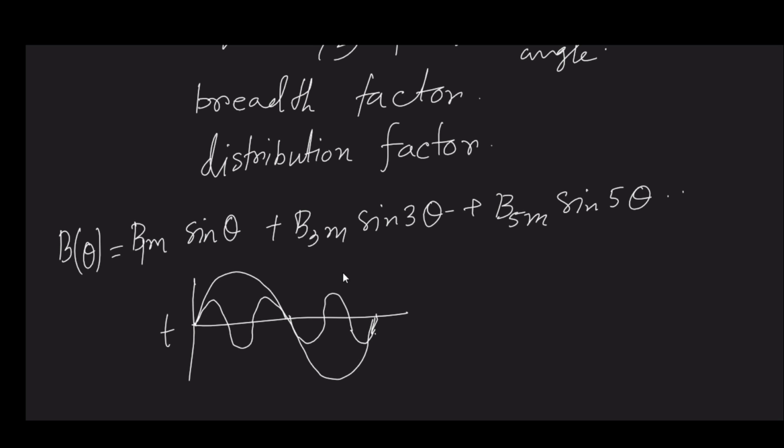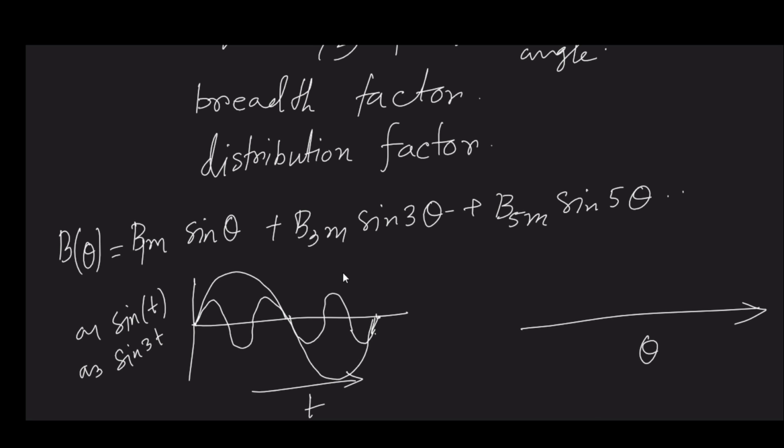Now in this sine 3t, you can see that it completes similarly. This is our sine t and sine 3t, and in this direction we have a1 sine t, a3 sine 3t in this direction t. Similarly for the flux waveform, this direction is theta. So when your main flux, that is b1 sine theta, executes 1 waveform, then b3 sine 3 theta will execute 3 complete waveforms, right? So we understood that.